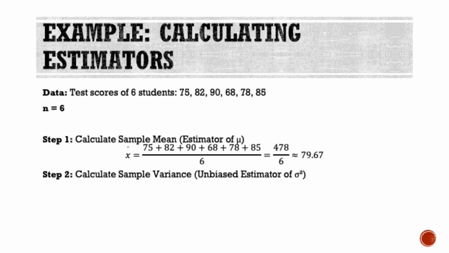Let's work through a complete example. Suppose we have test scores of 6 students: 75, 82, 90, 68, 78, and 85. The sample size n equals 6. First, we calculate the sample mean, which is our estimator of the population mean. The sum of all scores is 478. Divided by 6 gives us approximately 79.67.